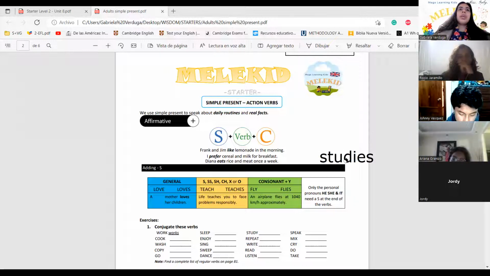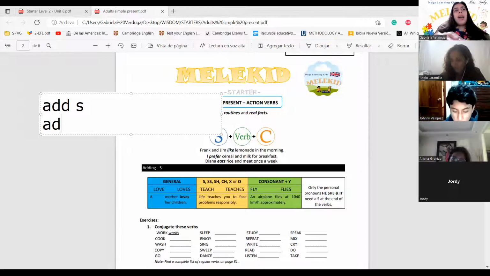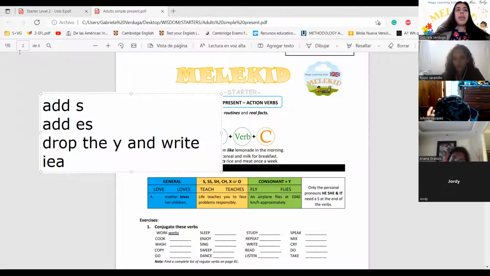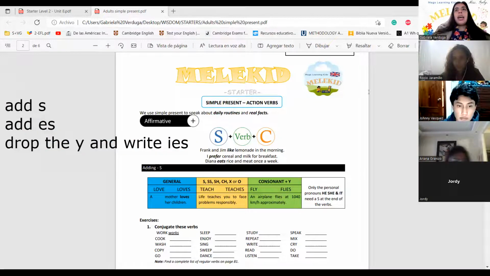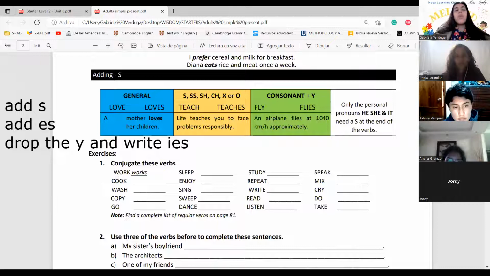What do we have to do? So the first rule is add s. The second rule tells us that we add es. And the final rule says, drop the y and write ies. Yes, those are the rules. And that is what you are going to tell me at this moment to complete the next activity. As I told you here, you are not going to say work, works... no, you have to say work, works, we add s.